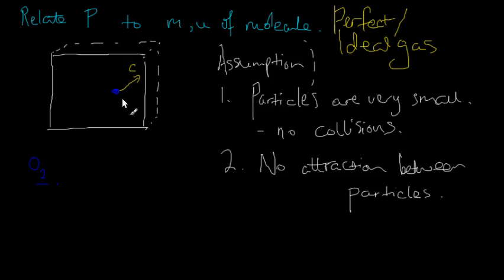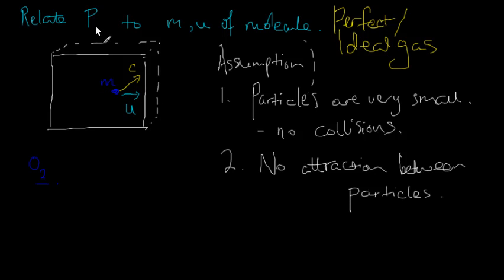So what I will now do is this. I want to try and find the pressure due to this molecule on one wall. So this means that I could just consider the component of C in a direction that is perpendicular to this wall. Let's say this is the component along this direction of C. I'll call this U. And let's say the mass of the oxygen molecule is M.